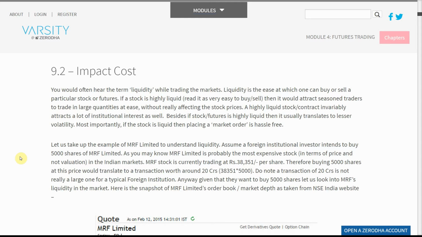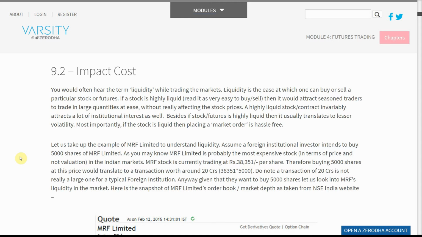Let us take up the example of MRF Limited to understand liquidity. Assume a foreign institutional investor intends to buy 5,000 shares of MRF Limited. As you may know, MRF Limited is probably the most expensive stock in terms of price and not valuation in the Indian markets. MRF stock is currently trading at 38,351 rupees per share.